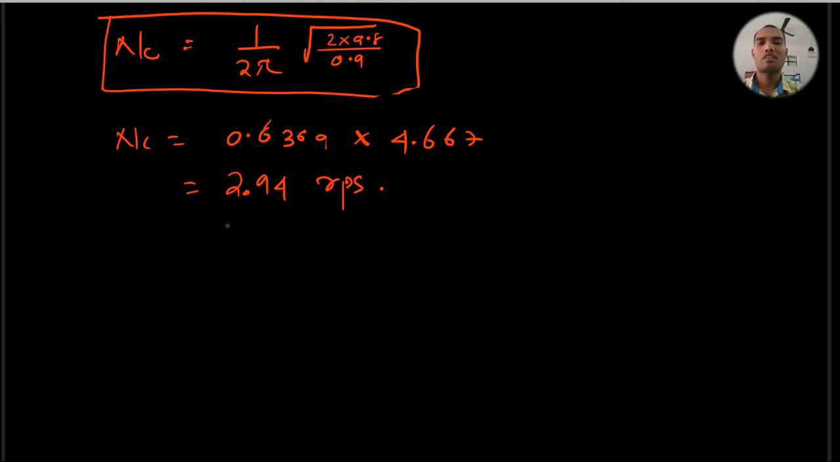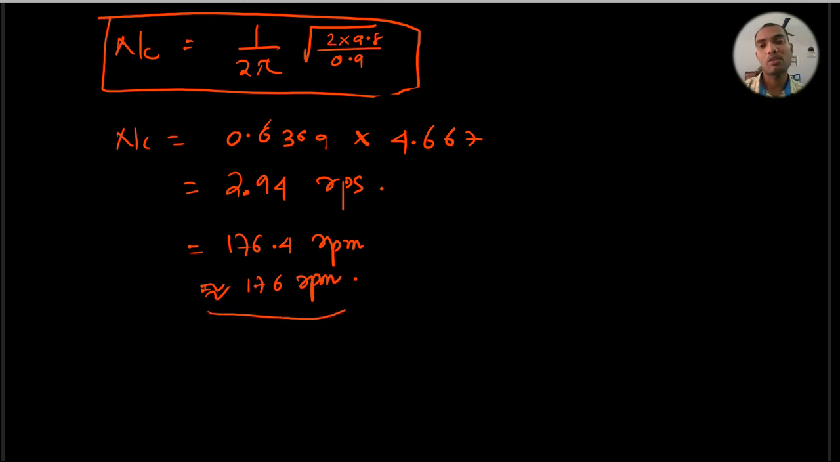If you calculate per minute, you have to multiply by 60. So if you multiply by 60, it is 176.4 RPM, which is close to 176 RPM. So if you rotate it beyond 176 RPM, then the balls will never fall down, no impact will happen, and there will be no size reduction. So this is a very important thing in the ball mill, which we have discussed.